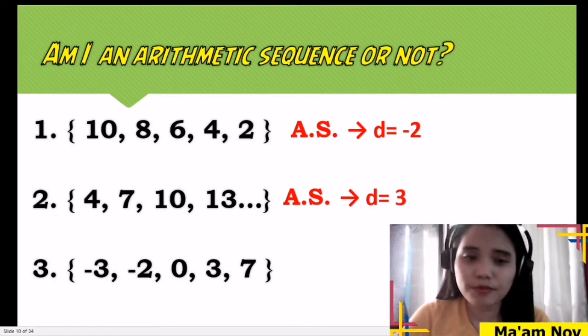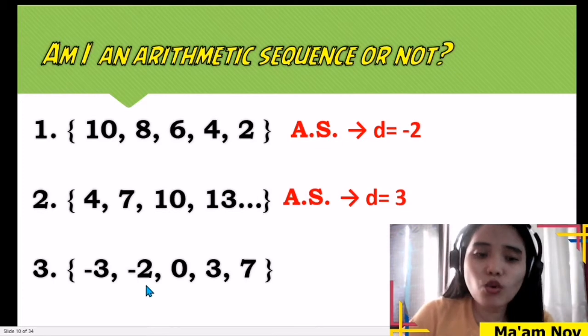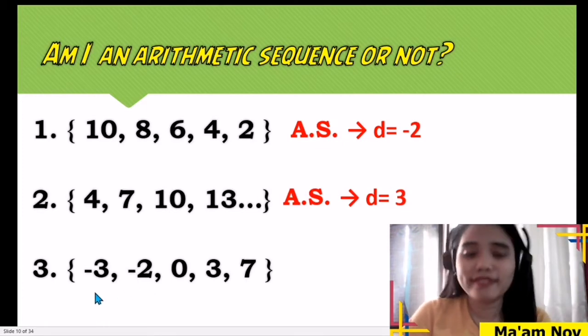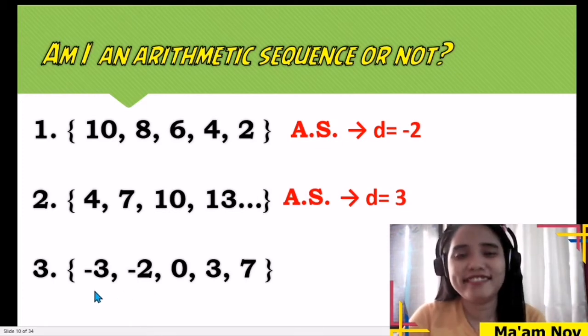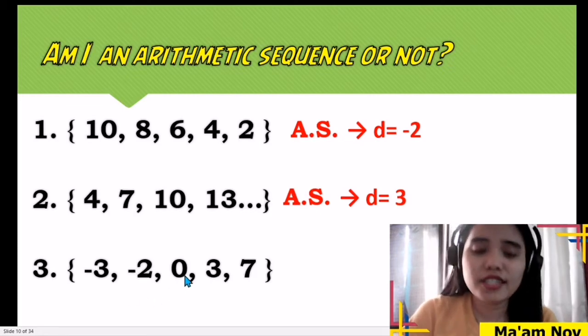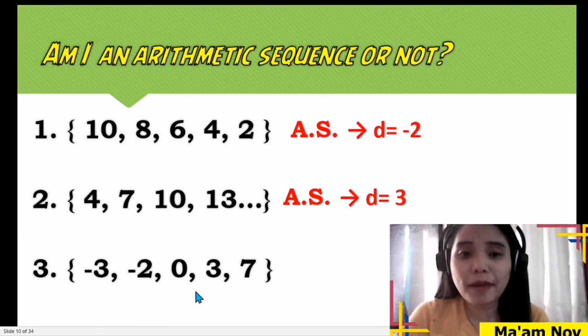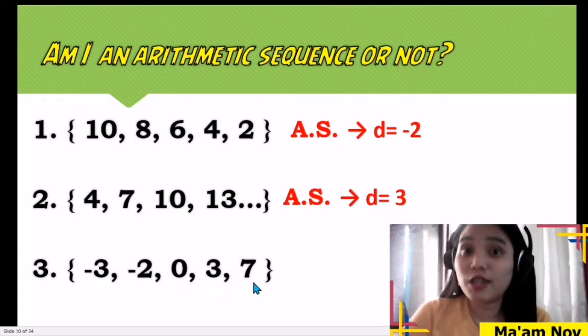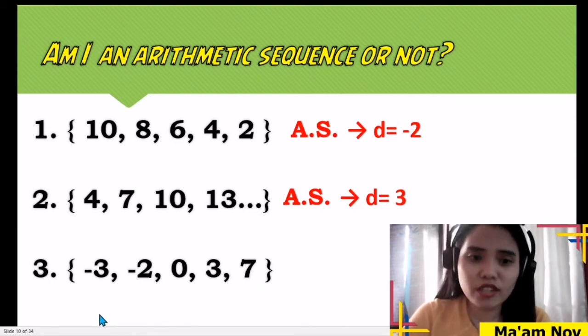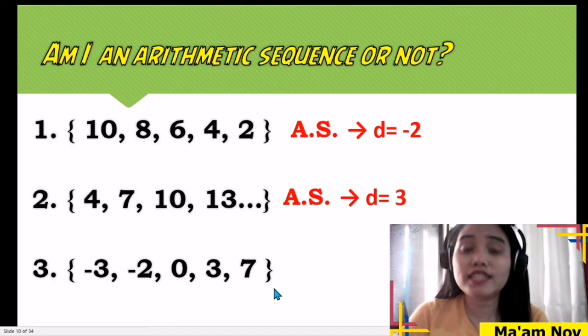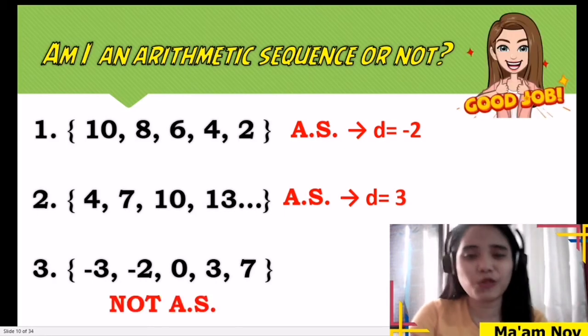How about this? Negative 2 minus negative 3. Anong sagot? Positive 1. 0 minus negative 2. Positive 2. 3 minus 0. 3. 7 minus 3. Positive 4. So, ang difference is 1, 2, 3, and 4. Which means this is not an arithmetic sequence.